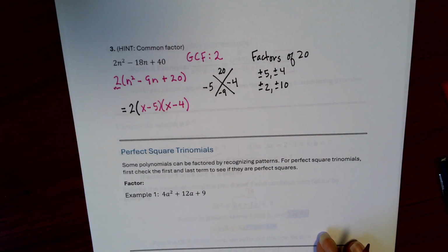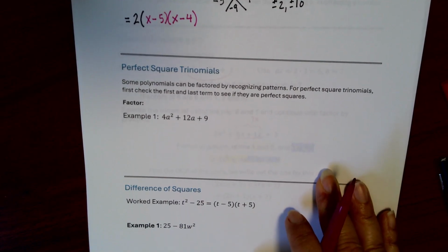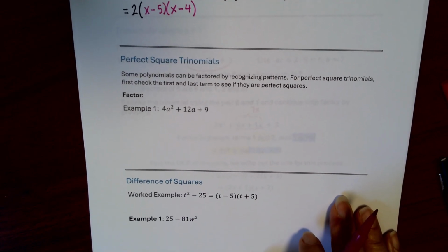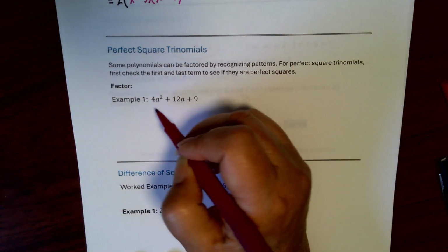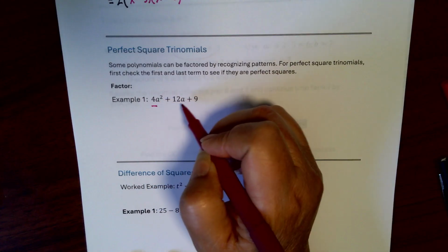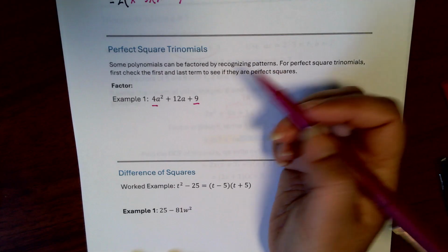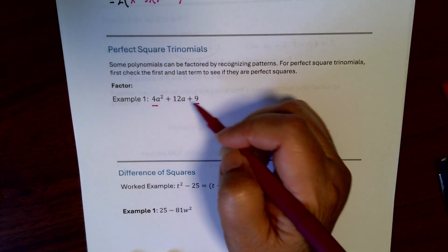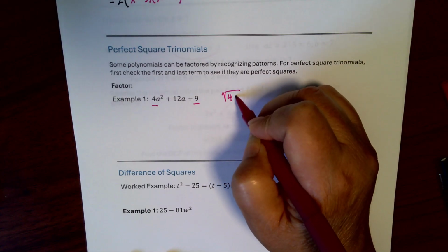Okay, so the next thing we're going to look at is two special cases. You can also use the diamond method if you don't want to use the shortcut, but the shortcut for the perfect square trinomials is that if you look at the first and the last term and they're perfect squares, then you can use the square root of them. So what's the square root of 4a squared?